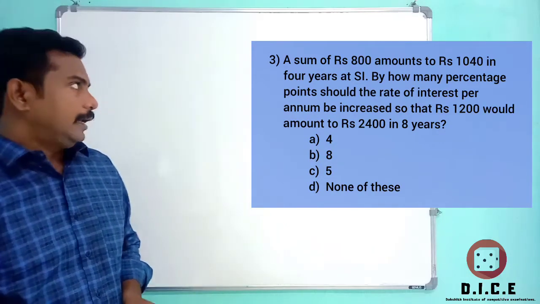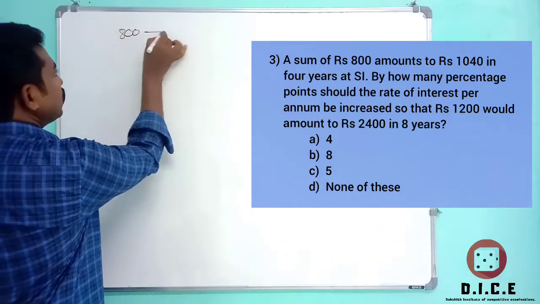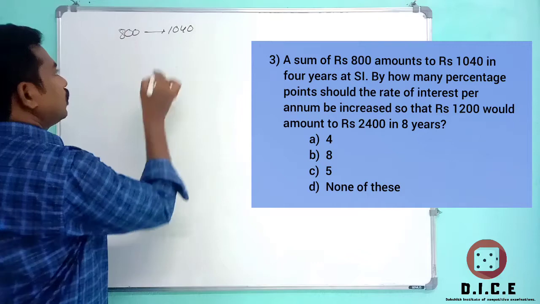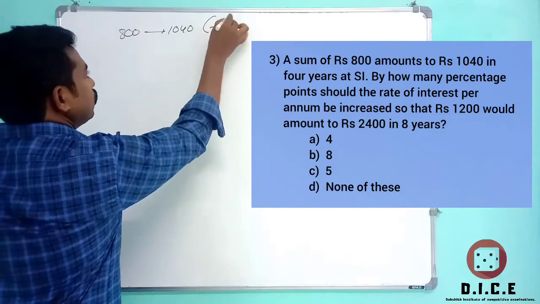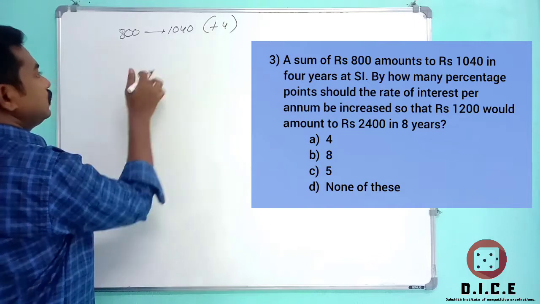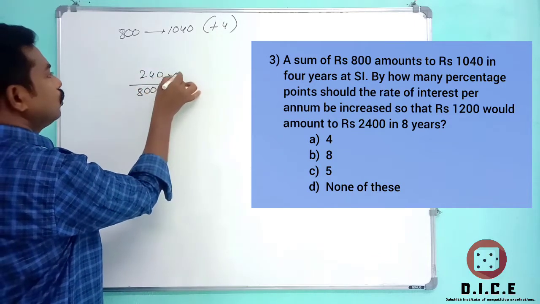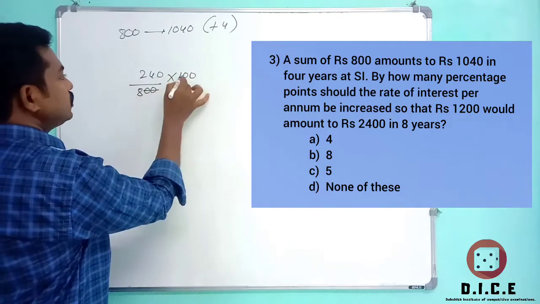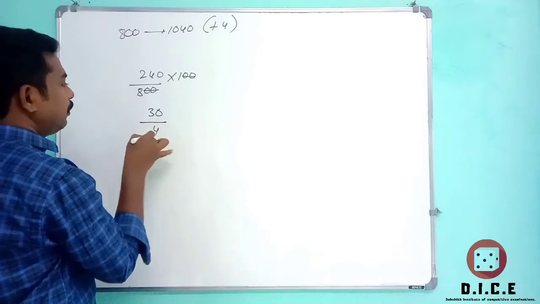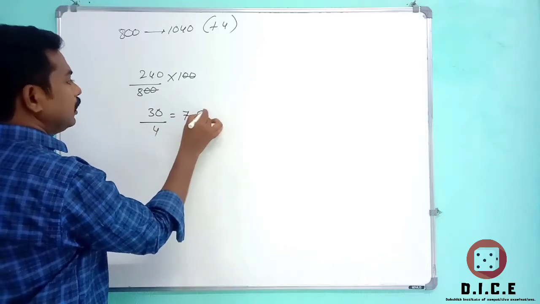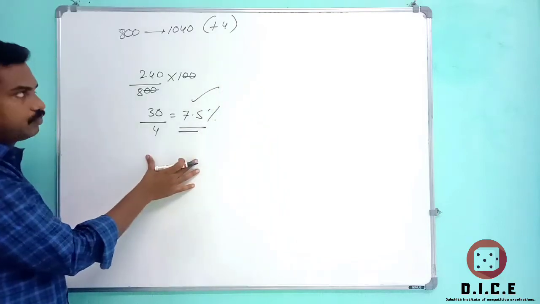For the second case, that principal value 1200 becomes 2400 in 8 years. So if you see clearly the first case, 800 to 1040 in 4 years. What is the difference here? 240. 240 by 800 into 100, 0000 cancel here. That is nothing but 30. How many years? 4 years. 30 by 4, that is 7.5% in the first case.